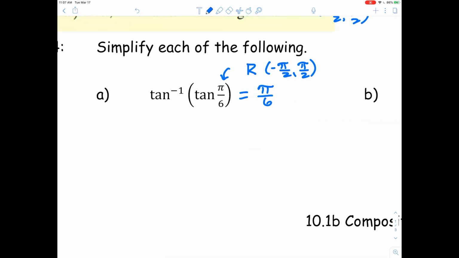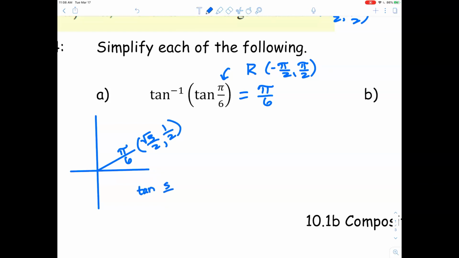Let's go ahead and prove it just so that you can verify that it's true. So tangent of pi over 6, that's in quadrant 1. Okay, and for pi over 6, our x value is the square root of 3 over 2, and our y value is 1/2. And we remember that tangent is sine over cosine, and the y values are sine, the x values are cosine.